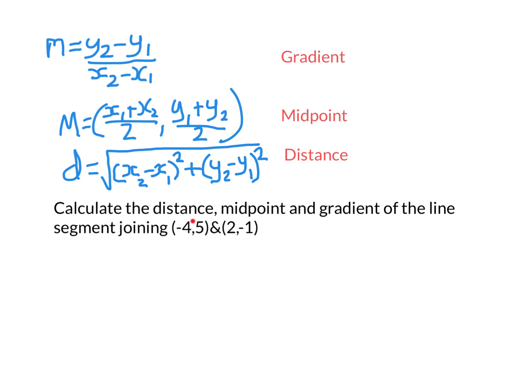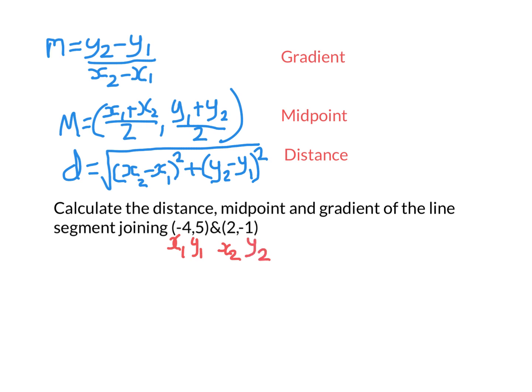So when you have your 2 points here, it doesn't matter which you call point 1 and which you call point 2, as long as they're together. If I call negative 4 x1, then 5 has to be y1. And if x2 is 2, y2 has to be the y coordinate that goes with it.